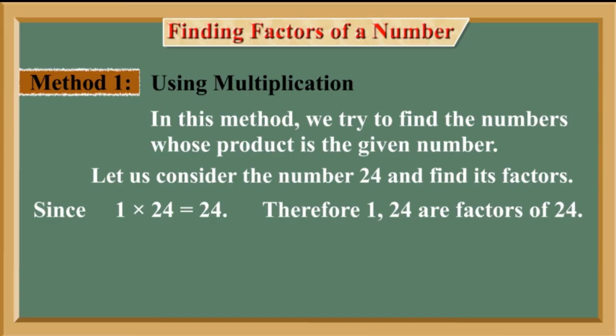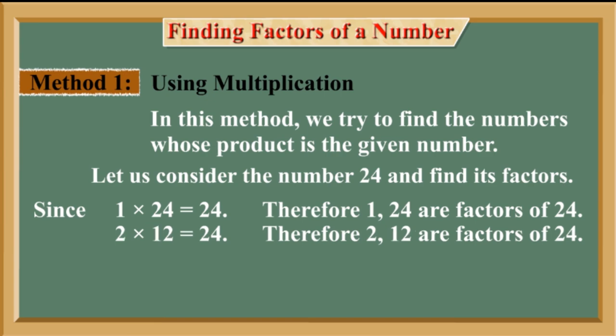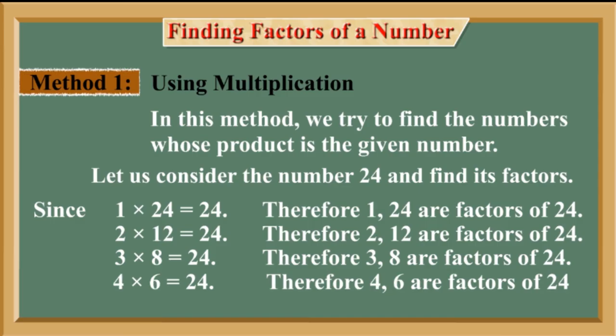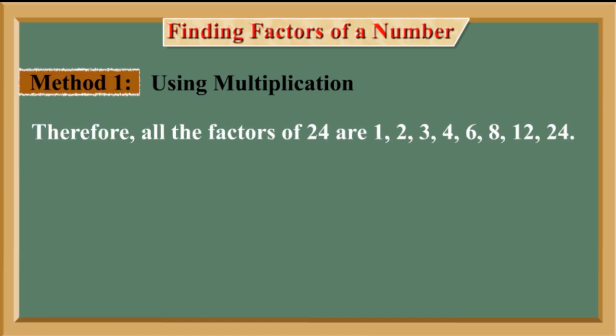Let us consider the number 24 and find its factors. Since 1 multiplied by 24 is equal to 24, therefore 1, 24 are factors of 24. 2 multiplied by 12 is 24. Therefore 2, 12 are factors of 24. 3 multiplied by 8 is equal to 24. Therefore 3, 8 are factors of 24. 4 multiplied by 6 is also 24. Therefore 4 and 6 are factors of 24.